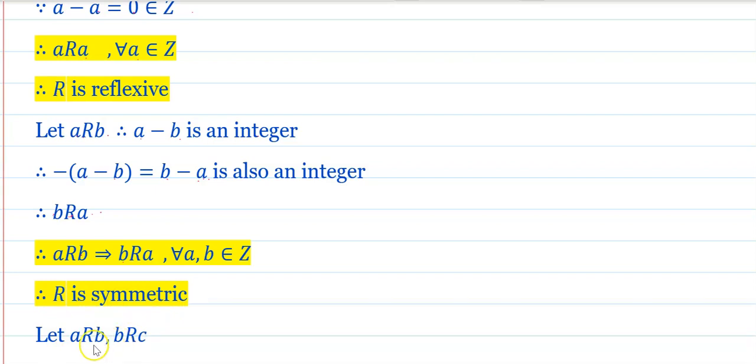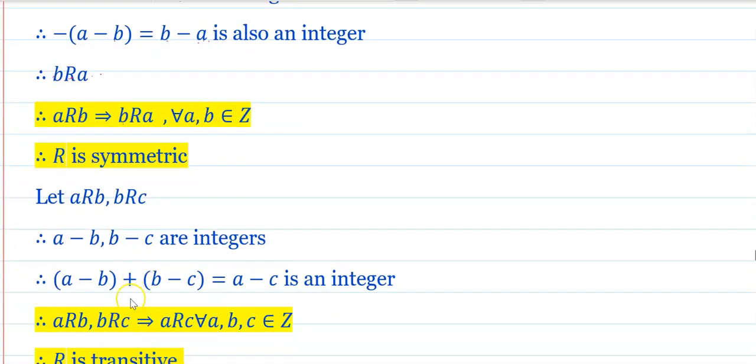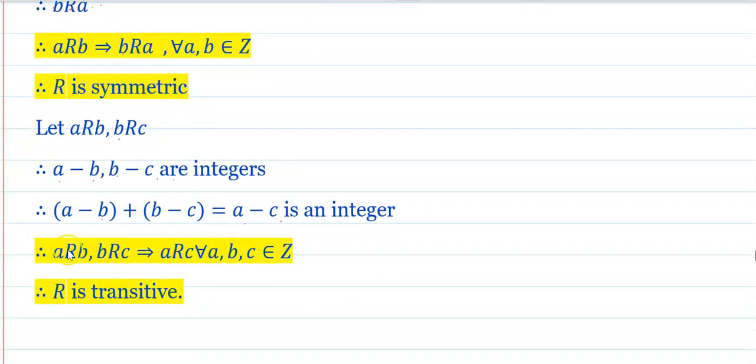Okay. Next, A R B and B R C. A R B means A minus B is an integer. B R C means B minus C is an integer. If you add these two, that is A minus B plus B minus C, then plus B and minus B get cancelled. You will get A minus C is an integer. And hence, A R B, B R C implies A R C for every A, B, C belongs to Z, and hence R is transitive.